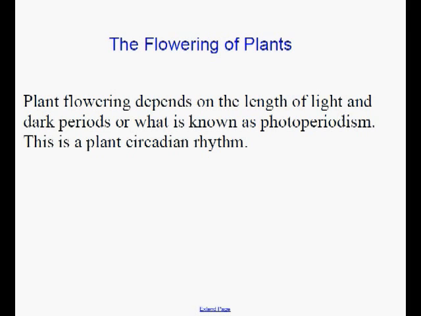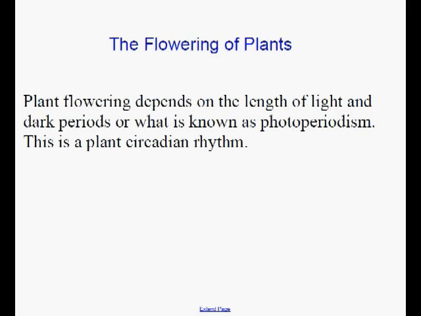I'd like to talk to you about how plants, Anthophyta, actually flower. And it's actually controlled by a pigment. So we've talked about pigments before. We've talked about chlorophyll A and B and xanthines and carotenes. But there's another pigment that causes plant flowering.